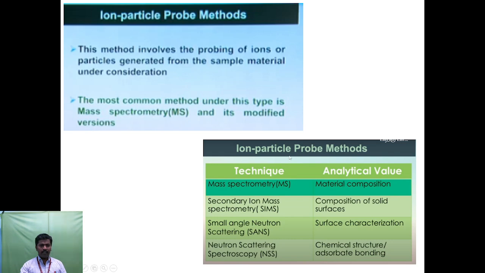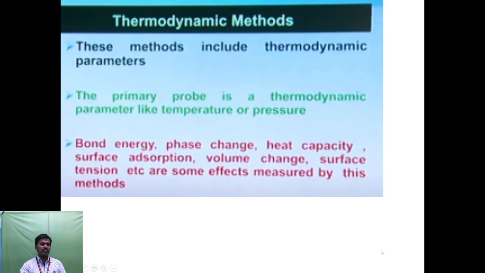These are some types of ion probe particles and their uses. Mass spectroscopy is used to study the material composition. Secondary ion mass spectroscopy is used to study the composition of solid surfaces. Small angle neutron scattering is used to study the surface characterization. Neutron scattering spectroscopy studies the adsorbed bonding and chemical structures.